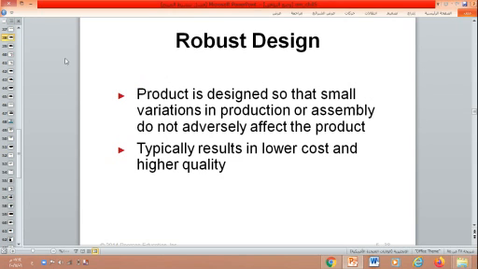The first one, robust design. What do you mean by robust design? It is a design that can be produced to requirements even with unfavorable conditions in the production process.